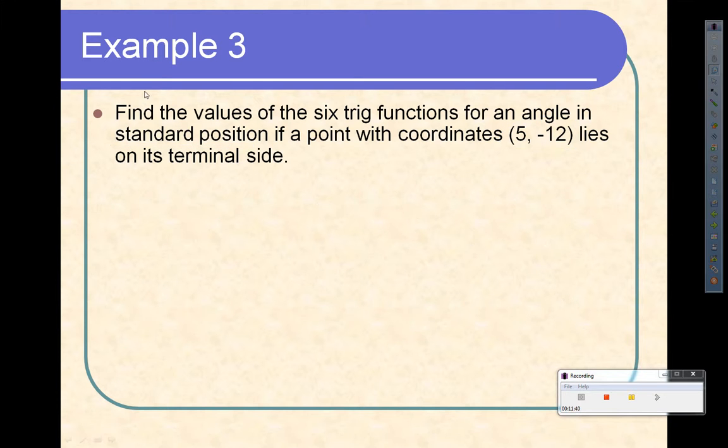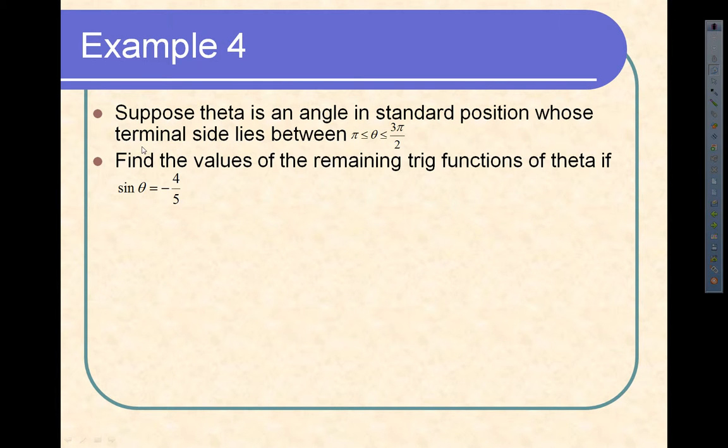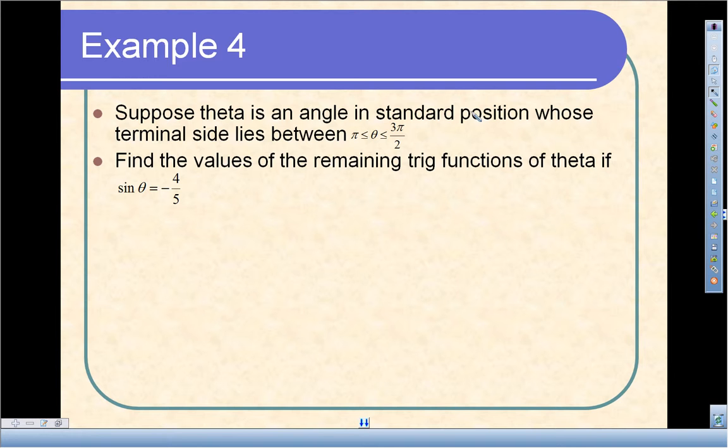All right, last one. It says, suppose theta is an angle in standard position whose terminal side lies between pi and 3 pi over 2. If you haven't started learning these yet, you need to make sure that you know that pi is the same thing as 180 degrees. 3 pi over 2 is the same thing as 270 degrees. Pi over 2 is the same thing as 90 degrees. And 2 pi is the same thing as 360 degrees.